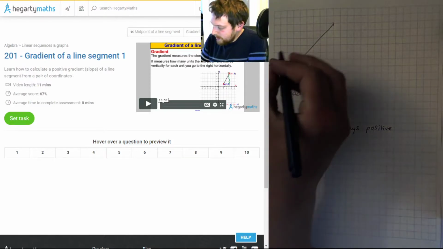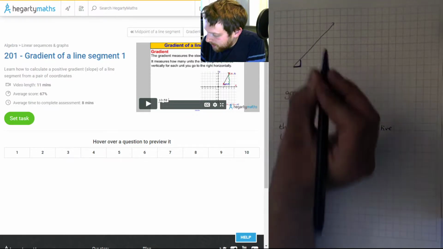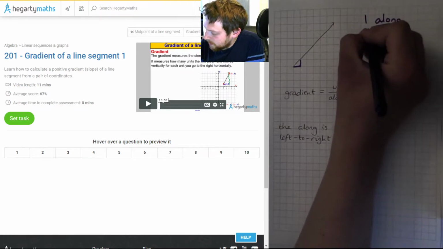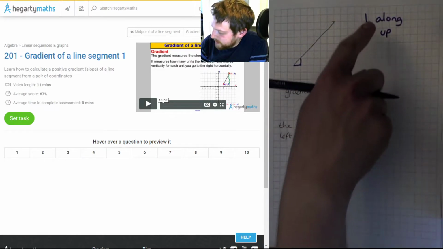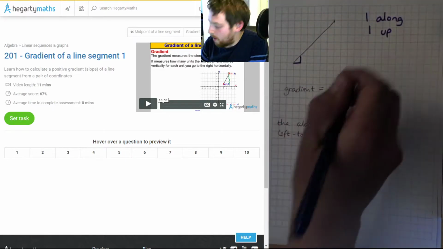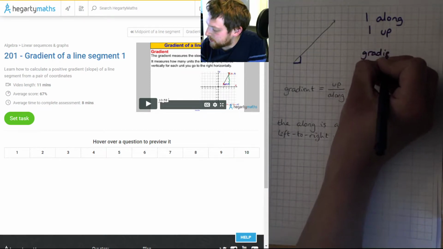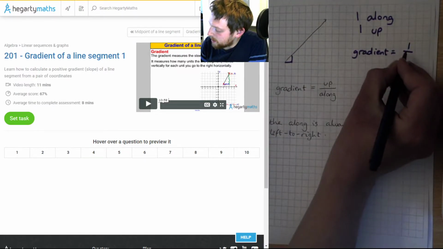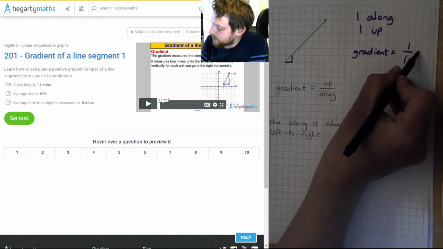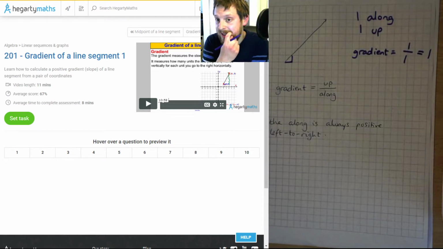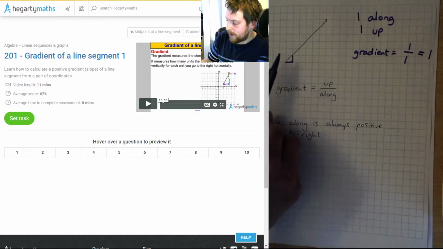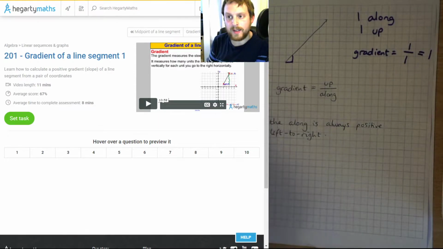Well, this went one along, one up. So in this question, the up number is 1 and the along number is 1. So the gradient for me in this question is the 1 up on the top and the 1 along on the bottom, and 1 divided by 1 is just 1. So this line here, I guess that's a 45-degree angle, isn't it? The one that goes literally through the diagonal of all these squares has a gradient of 1.